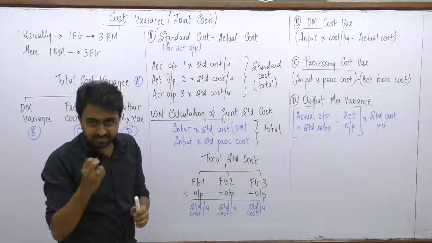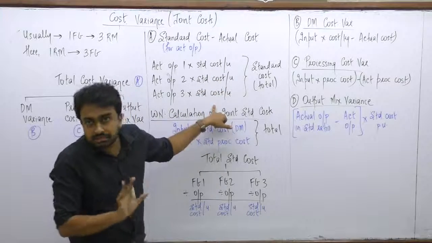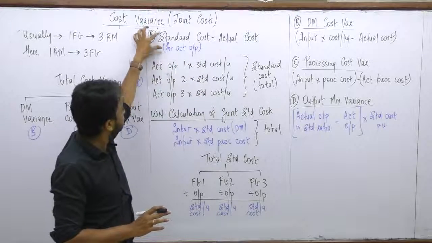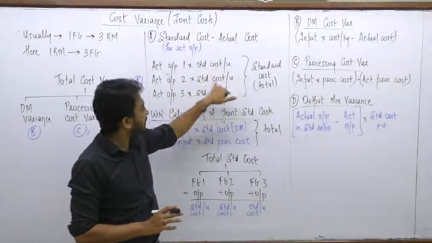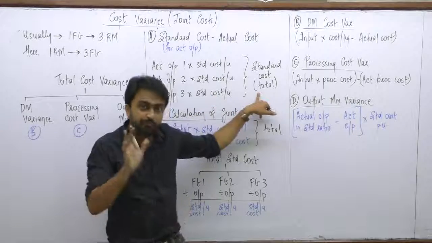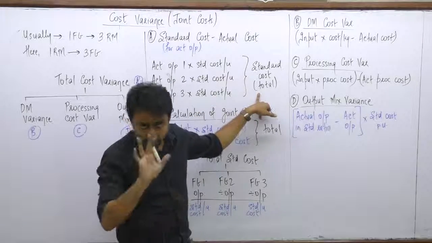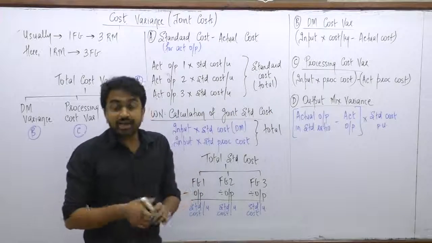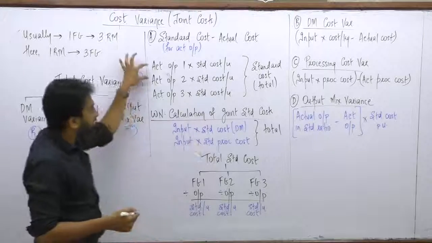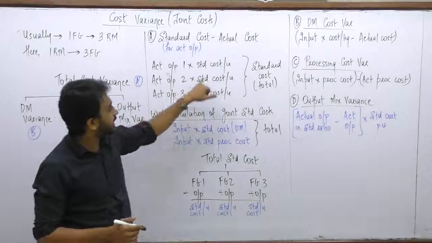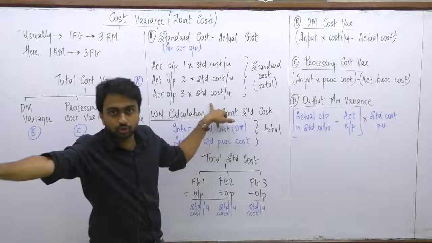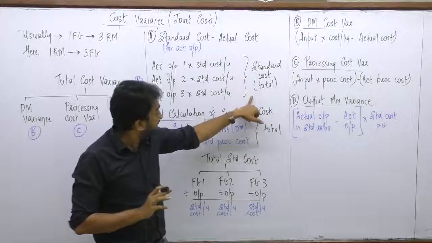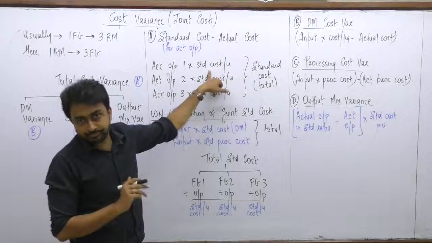Why will all the FGs have the same consumption of direct materials? So finished goods is going to have different standard cost. So actual output into standard cost per finished good will give me total standard costs. Until now we were simply doing actual output into RM cost, but that is because I had only one output. Here I have got three outputs. So all the three outputs into respective DM cost per unit of the finished goods will give me total standard costs.